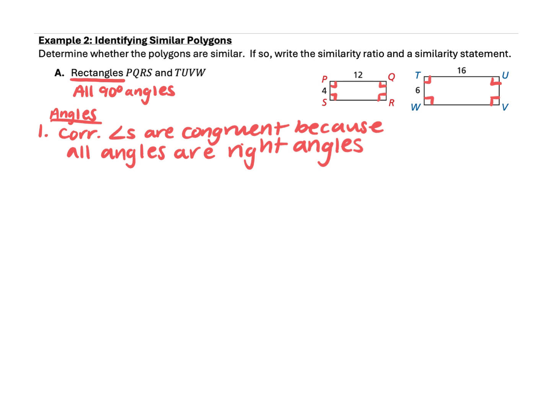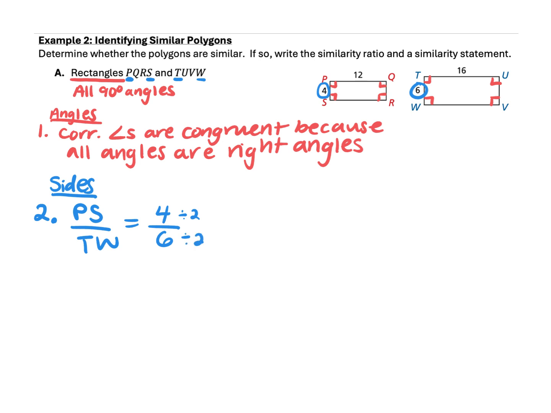Let's check criteria number 2, which is the sides. So for the sides, I have to check, are they proportional? So side PS matches up with side TW. Let's check that ratio, PS over TW. I'm going in the same spot in the statements here, and you can see they're lined up really nice here. So 4 and 6. Well, if we do 4 over 6 and then we divide by 2, the ratio of that is 2/3.